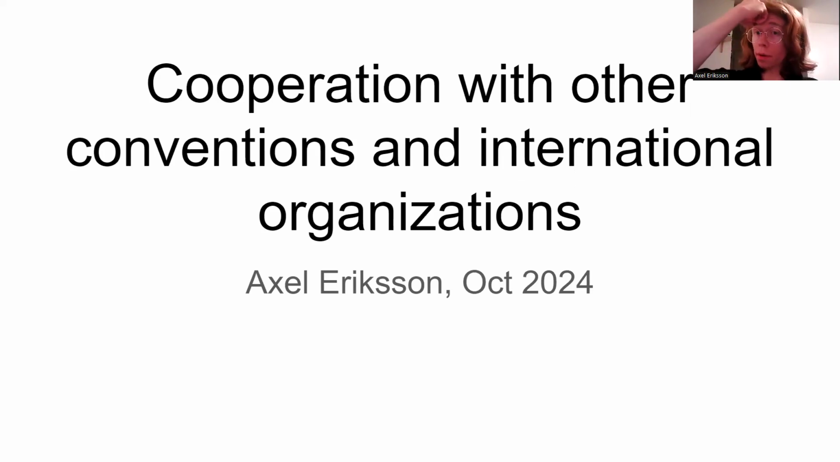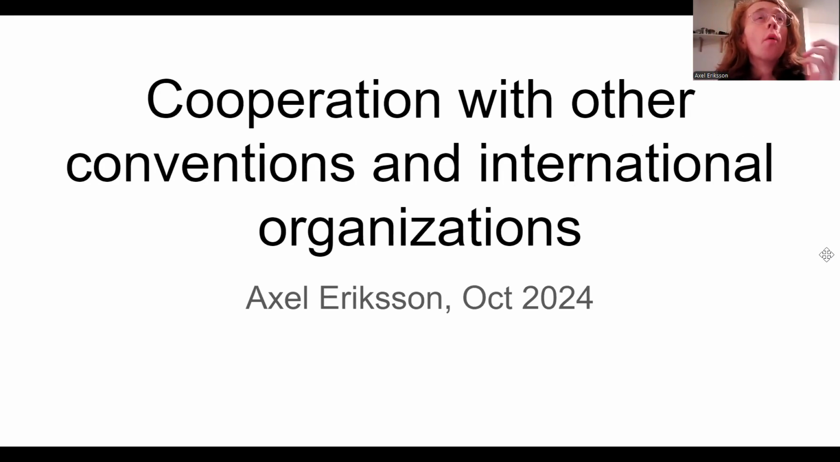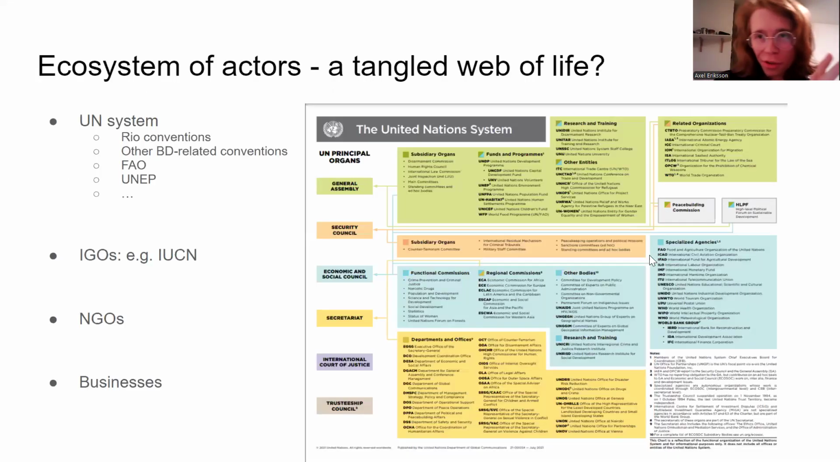And what I will talk about now is the agenda item of cooperation with other conventions and international organizations. So to begin with, which types of other organizations are we talking about? Well, there's an ecosystem of actors, I would say. So only within the UN, you can see here to the right in the figure that there are a lot of different branches of the UN.